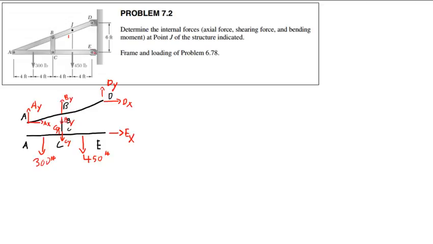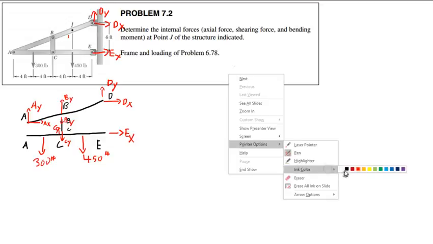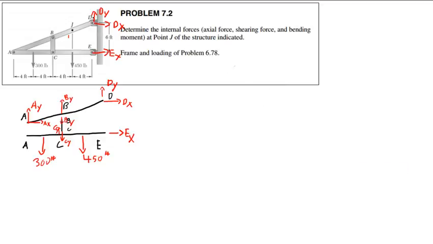Okay. So I'm going to have EX, DX, and DY. And now I will use the global free body diagram to solve for the reactions at D and E. Reactions, actually maybe I'll write up here.